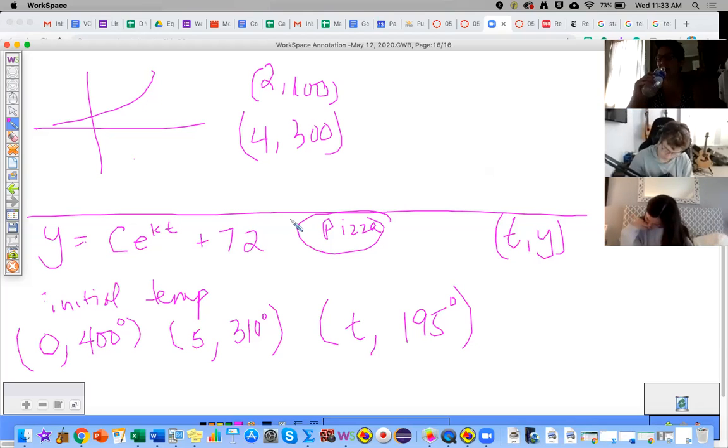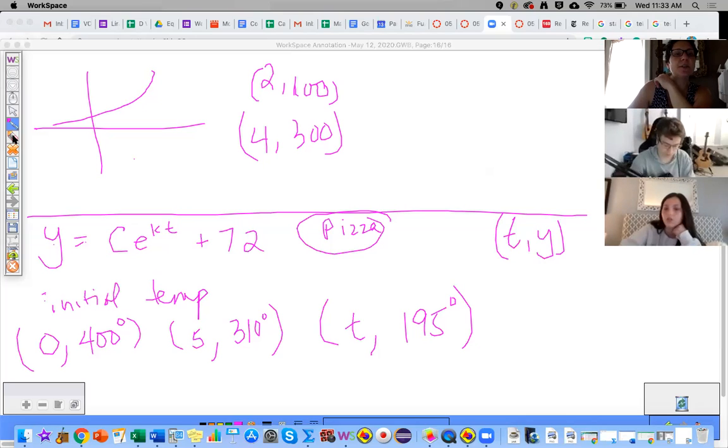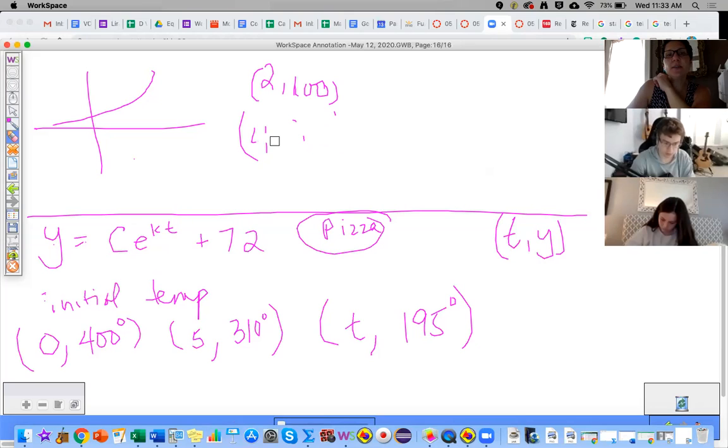Sarah, do you have C for me yet? Well, remember, you're plugging in 400 for Y, and you're plugging in 0 for T. And then you're solving for C, right? So you should be able to tell me what C is equal to.